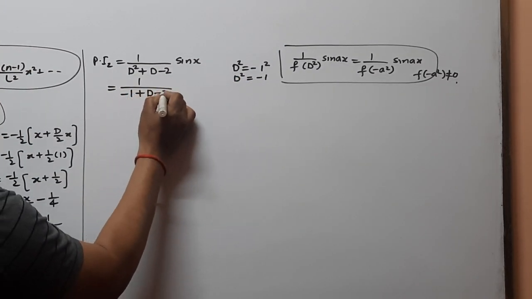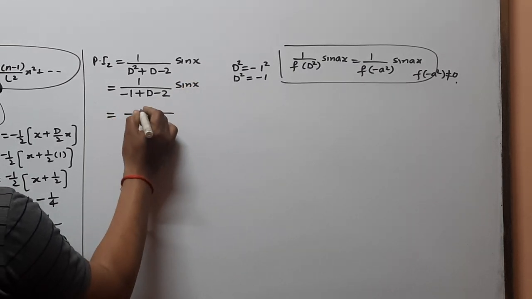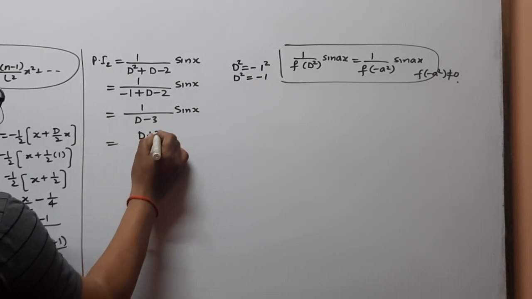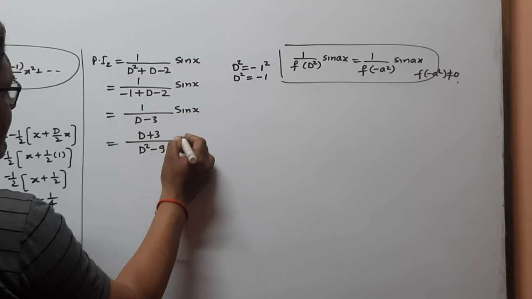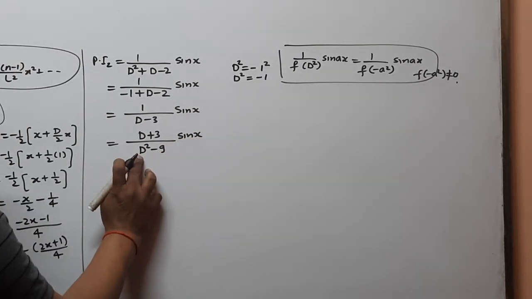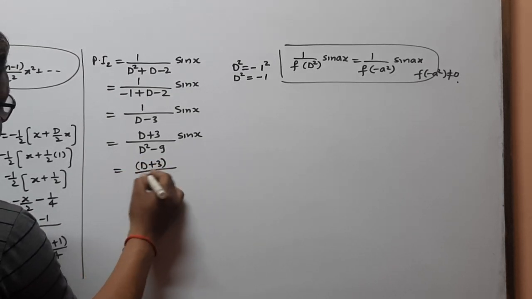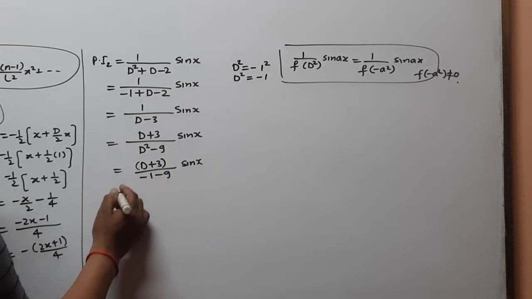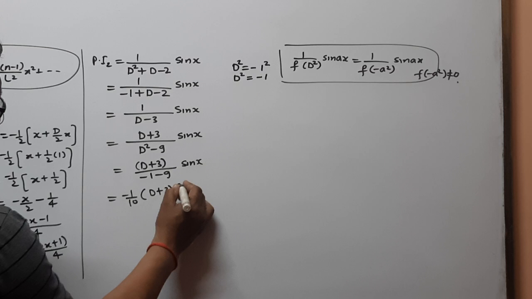So minus 1 plus d minus 2 of sin x. So this is 1 upon d minus 3, of sin x. Now we multiply by d plus 3 in the numerator and denominator. We get d plus 3 divided by d square minus 9. Now we replace this d square by minus 1. So we get minus 1 minus 9 of sin x. So minus 9 and minus 1 is minus 10, and d plus 3 of sin x.